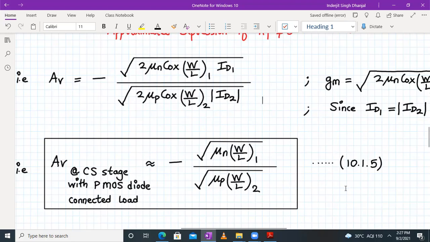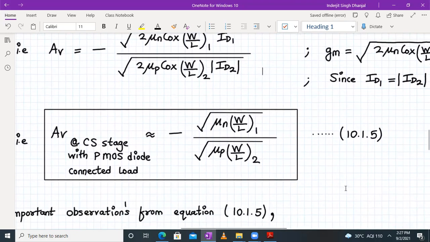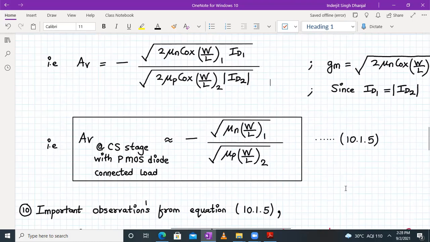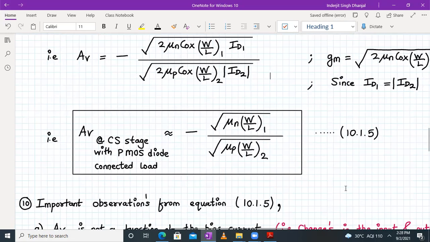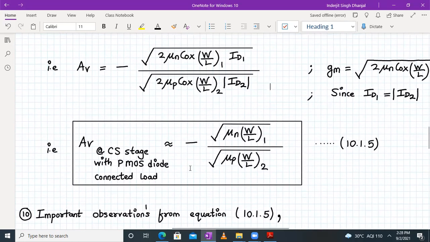As you can see, the small signal voltage gain is only dependent upon the transistor sizes, that is W and L, and the mobility of the NMOS and the PMOS transistors, which are normally constant. So we say that the gain in case of a PMOS diode connected load common source amplifier is highly linear. For every derivation, at least the circuit diagram and the final expression of the small signal voltage gain should be noted down.